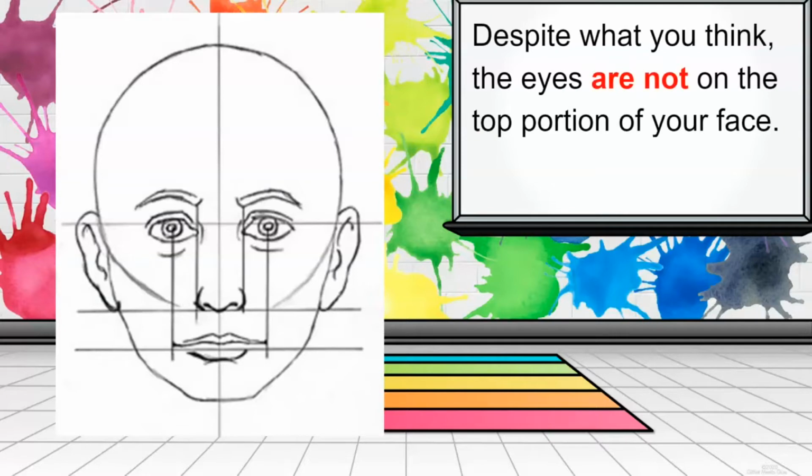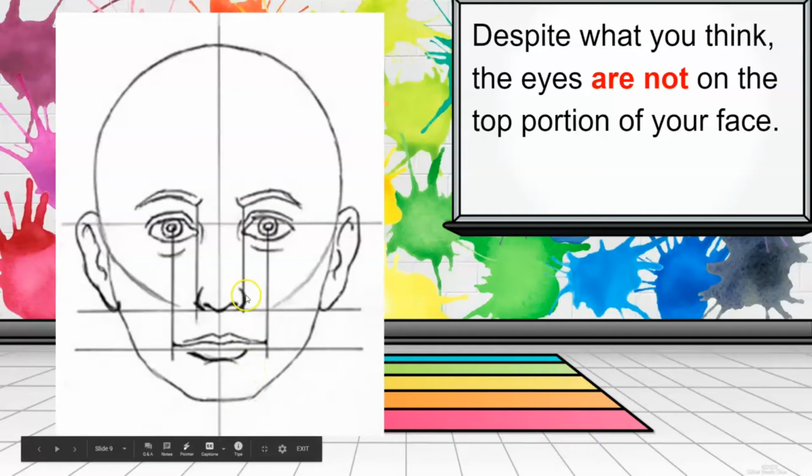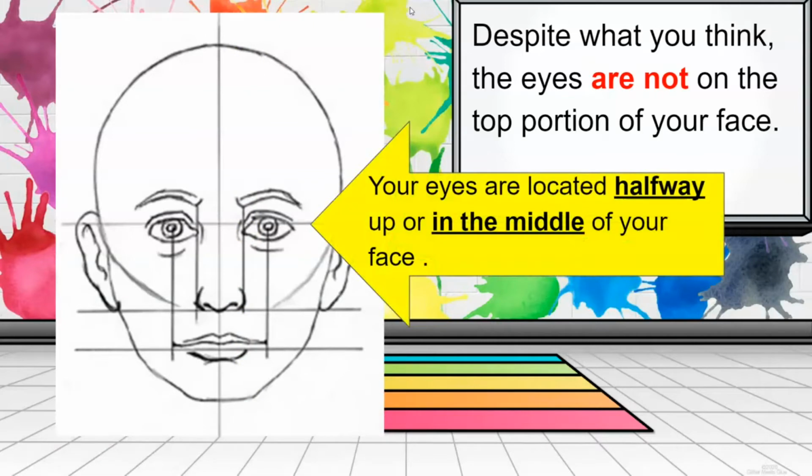So, despite what you think, your eyes are not in the top portion of your face. If you look at the person in the picture, you would normally have either a hat or hair in the top part of the head. The eyes are actually, in fact, in the middle of the head. So halfway from the top of the head to the chin is where the eye line is. So this space here should be equal to this space here. So your eyes are located halfway up, or in the middle of your face.